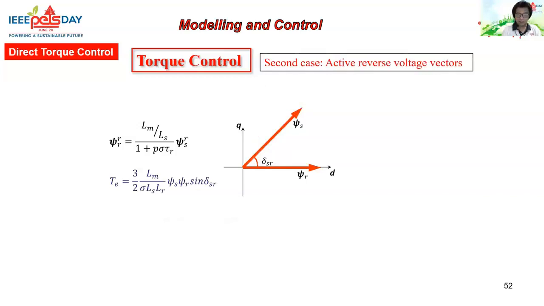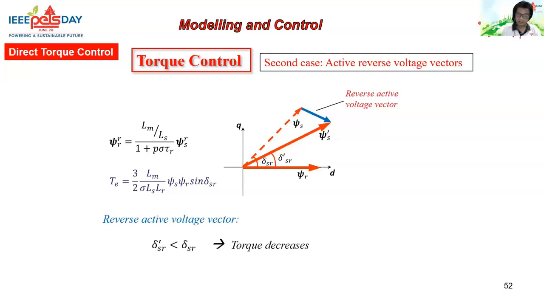Right. Another way is to use the active reverse voltage vector, which opposes the rotation of the flux. That means if I use it to increase the flux, then I will reduce the angle, which means that by controlling the torque, reducing the angle to reduce the torque, I will also increase the flux. Now, if I choose a different voltage vector that will also decrease the angle, that reduces the torque and at the same time reduces the flux.